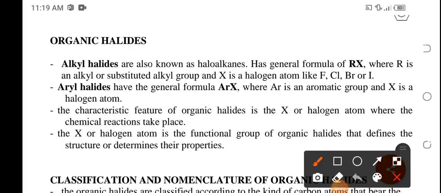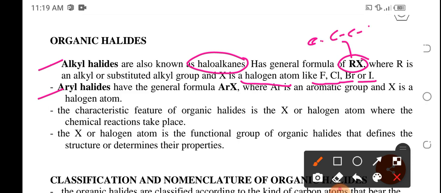Okay, organic halides. They are also known as alkyl halide or aryl halide. Alkyl halides are also known as haloalkanes. So the halo here represents the halogens, and it could be fluorine, chlorine, bromine, and iodine. It will have a general formula of RX, wherein R represents a series of carbon atoms. So, mga series of carbon atom yan. And the halogens are fluorine, chlorine, bromine, and iodine.